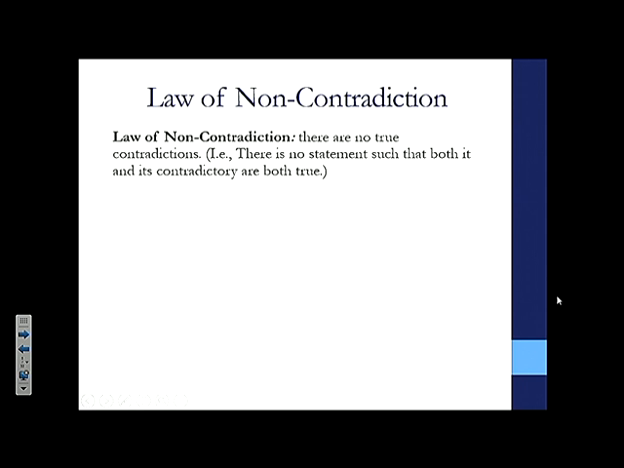So, Australia's in China. The law of non-contradiction says it can't be the case that that's true and also the case that that is false. Which is another way of saying its contradictory, it's not the case that Australia is in China, is true.